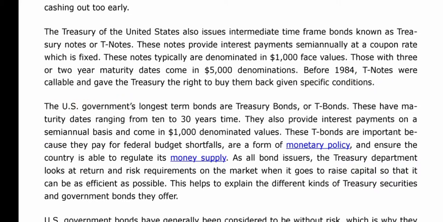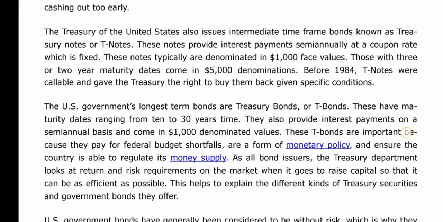The US government's longest term bonds are the treasury bonds, or T bonds. They have maturities running from 10 to 30 years. They also provide interest payments on a semi-annual basis and come in $1,000 denominated values. These are the T bonds.